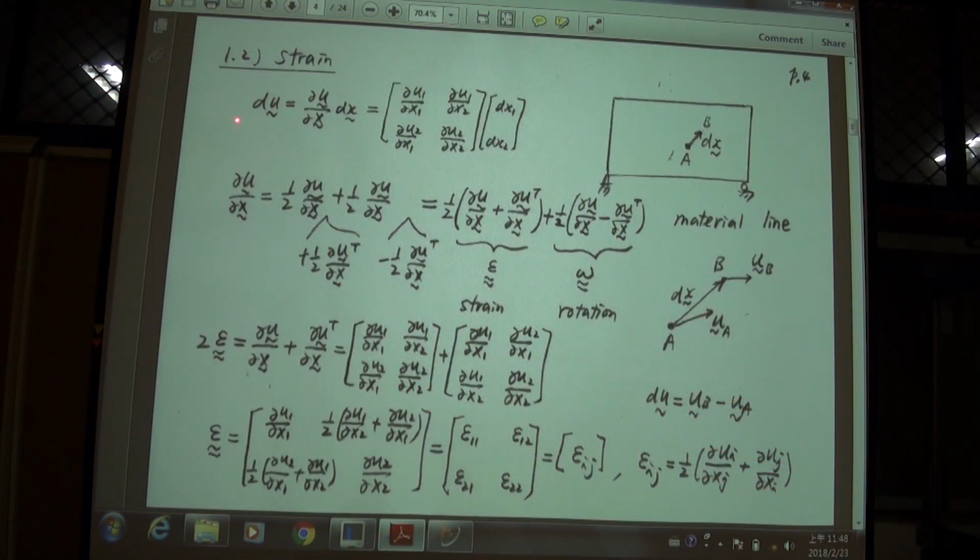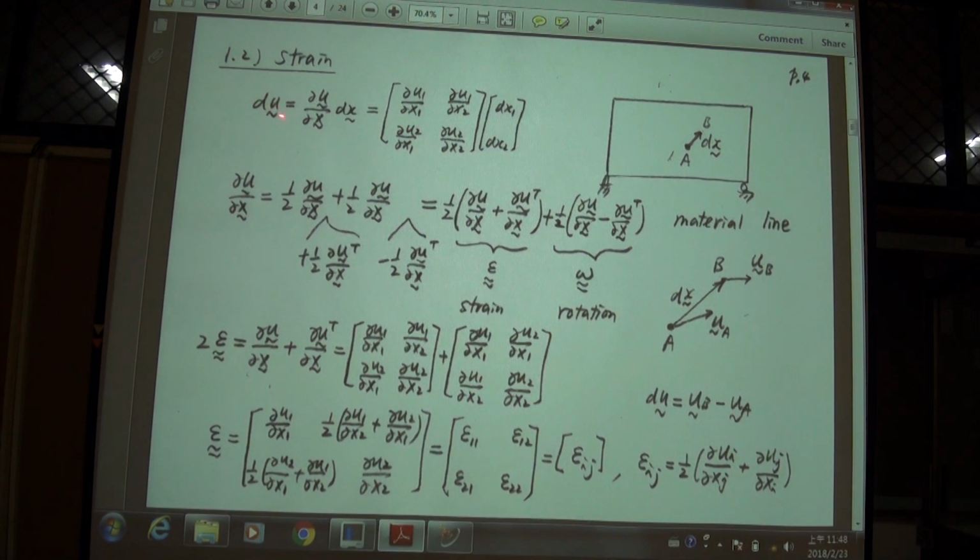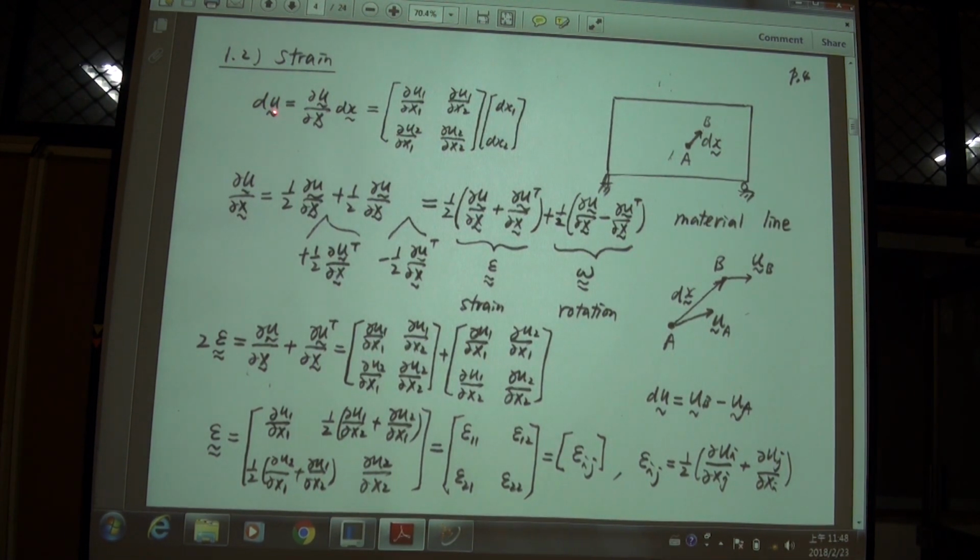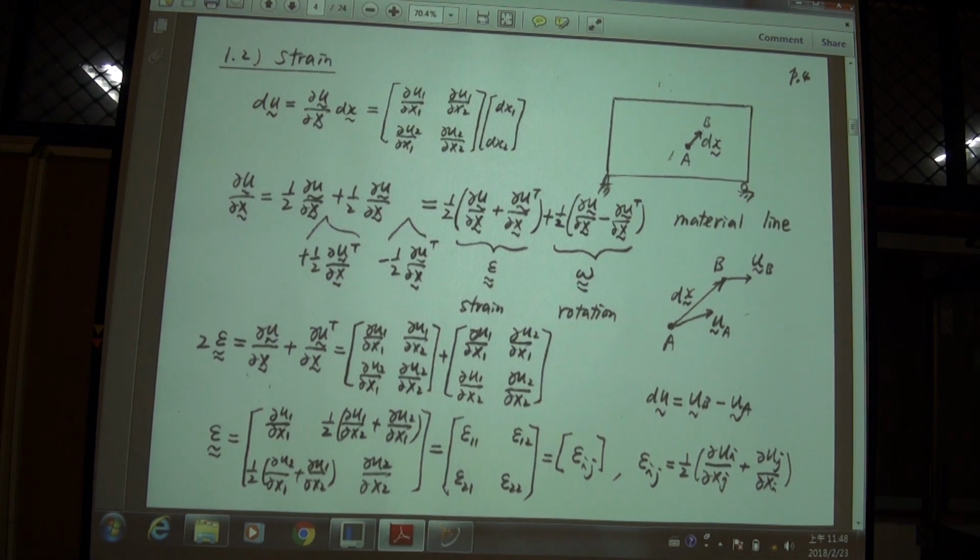Let us begin with the mathematical calculations. We have a displacement vector u. In the two-dimensional case, we have u1 and u2, and then we take the total differentiation, and then du equals partial u partial x times dx. Okay. And this partial u partial x can be expressed as a matrix, and this dx can be expressed as a vector.